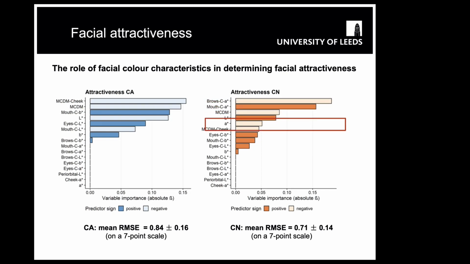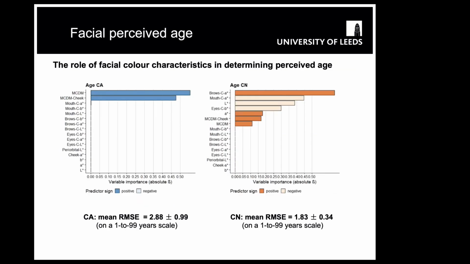And the L star and A star, that's the average skin color. As you know, the Chinese expect a lighter color or whiter skin color, which people will prefer. They also prefer skin color with less redness, okay? But in Caucasian, you don't have this kind of result.